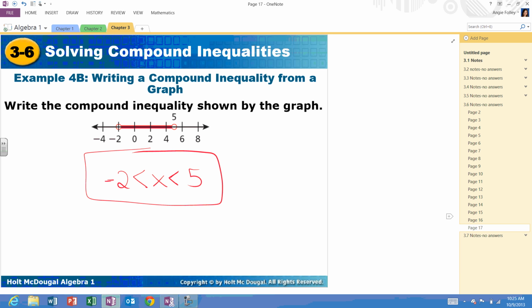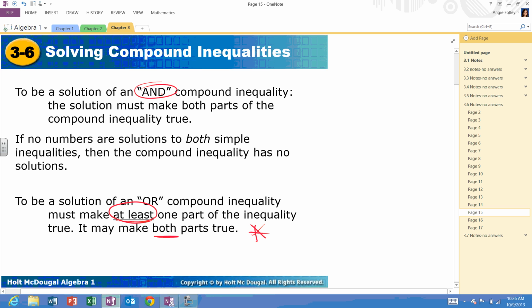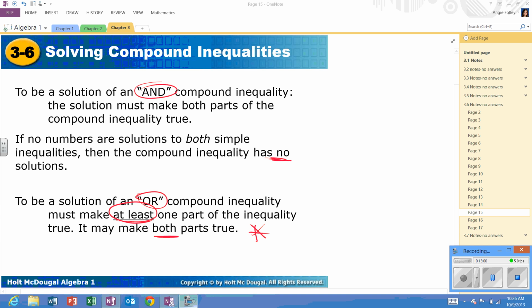So again, just make sure you understand the and versus the or. The big thing to point out is that to be a solution of an and compound inequality, if it tells you to check if it's a solution, it has to make both parts of it true. If one of the parts isn't true, then there's no solution. For the or one, as long as it satisfies one part of it, then it can be true. Okay? And that is all.